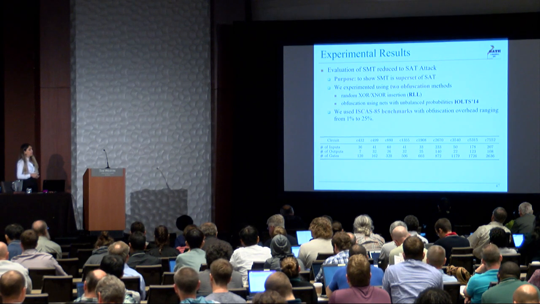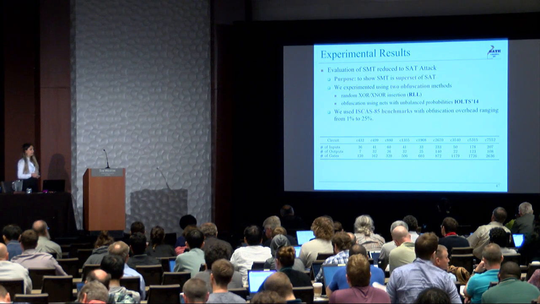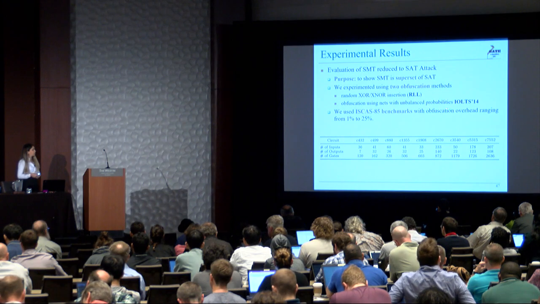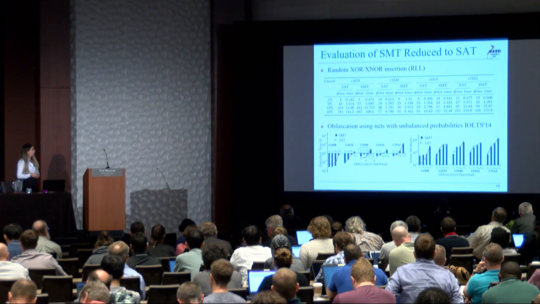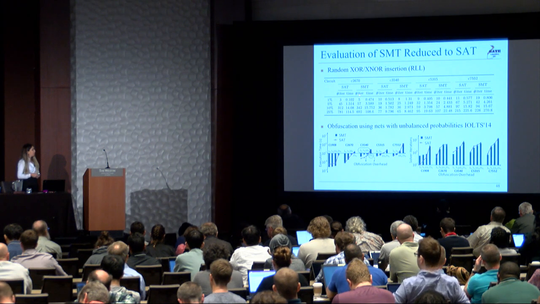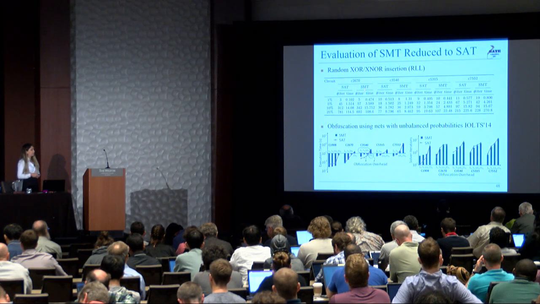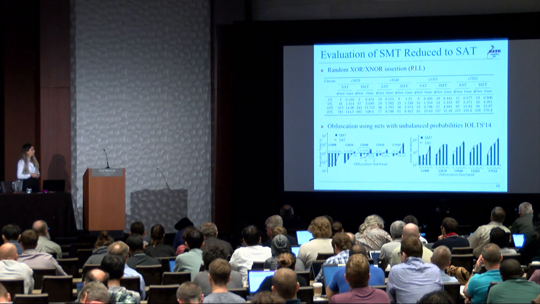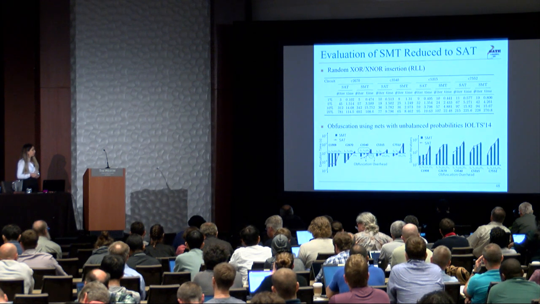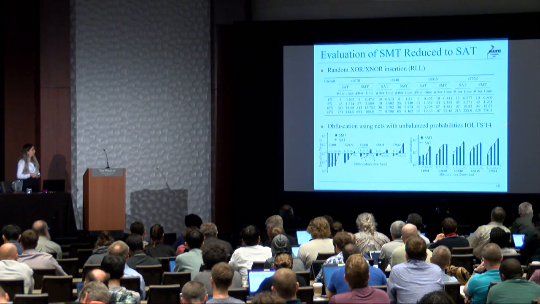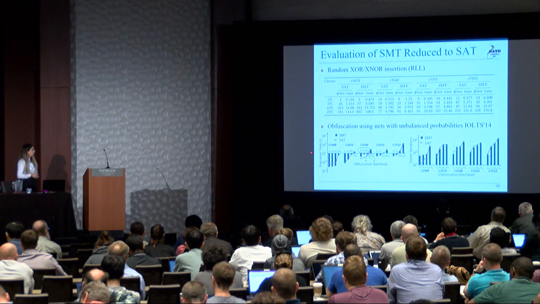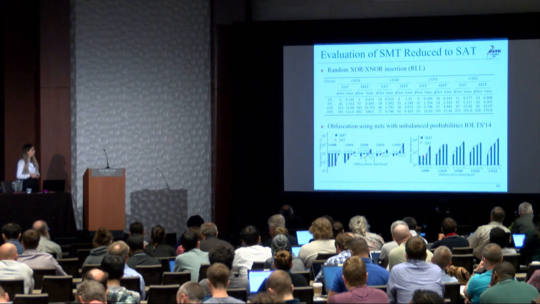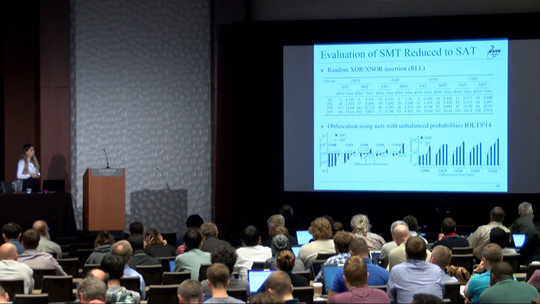In the experimental results, at first, in order to show that our SMT attack is a superset of the SAT attack, we have obfuscated the ISCAS-85 benchmark using the RLL obfuscation technique and the IOLTS obfuscation technique. This table shows the comparison between the number of iterations and execution time of the SMT attack when it's reduced to the SAT attack and that of the pure SAT attack when RLL obfuscation is deployed with different obfuscation overhead. This figure shows the same comparison when the IOLTS obfuscation is deployed. As you can see here, in general, the SMT, when it's reduced to the SAT problem, in terms of performance behaves similar to the pure SAT attack.